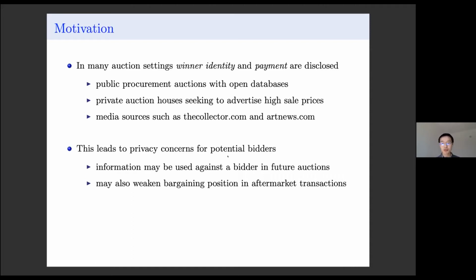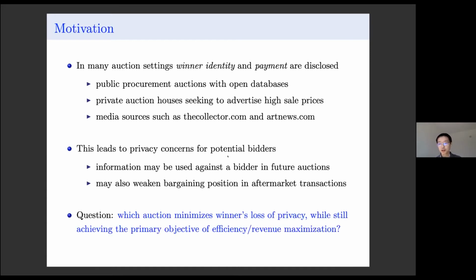But at the same time, it also leads to privacy concerns for potential bidders who might be worried that in the event they win the auction, the information revealed about their willingness to pay may be used against them in the future. This could happen if the same bidder plans to engage in future auctions of similar objects. It could also happen if after winning the current auction, the bidder is going to engage in some aftermarket transactions, such as resale or subcontracting. And in those aftermarket transactions, information leakage about the bidder's willingness to pay may weaken his or her bargaining position.